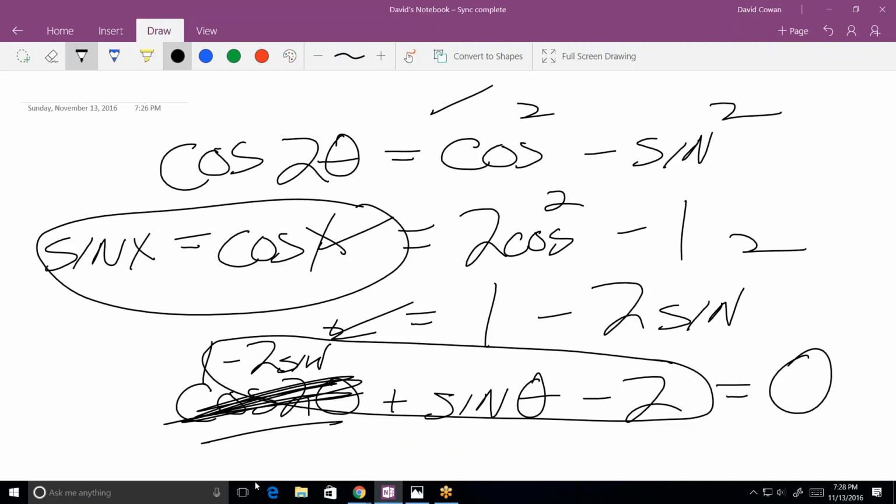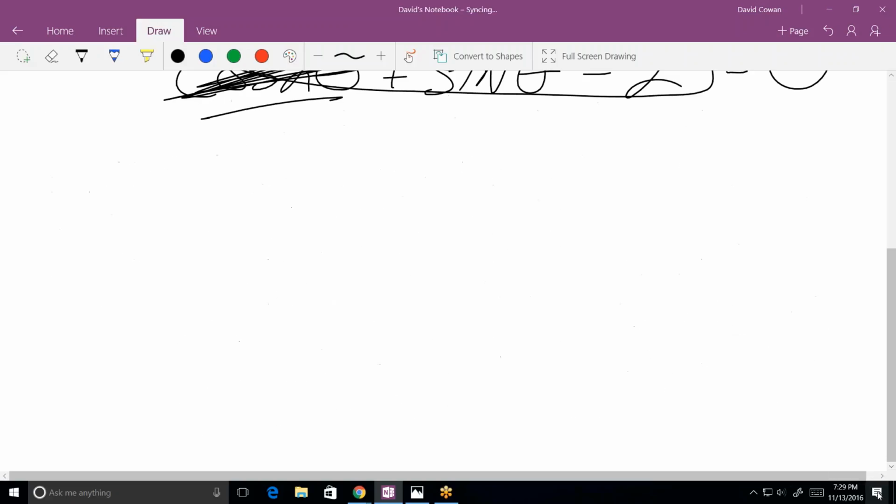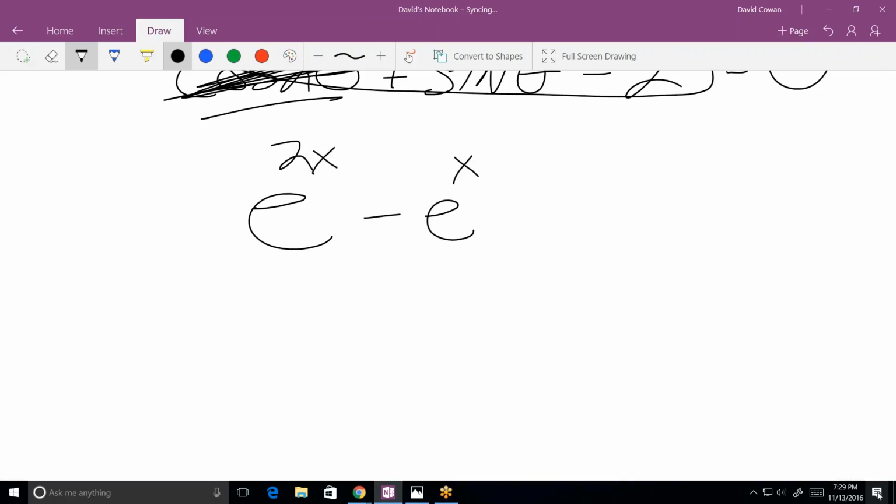It's called a quadratic in sine instead of in x. In other words, quadratics don't all have to be polynomials. This is a quadratic. Why? Because this is the square of that. So anytime one term is the square of the other variable term, you have a quadratic. In other words, this is also a quadratic.